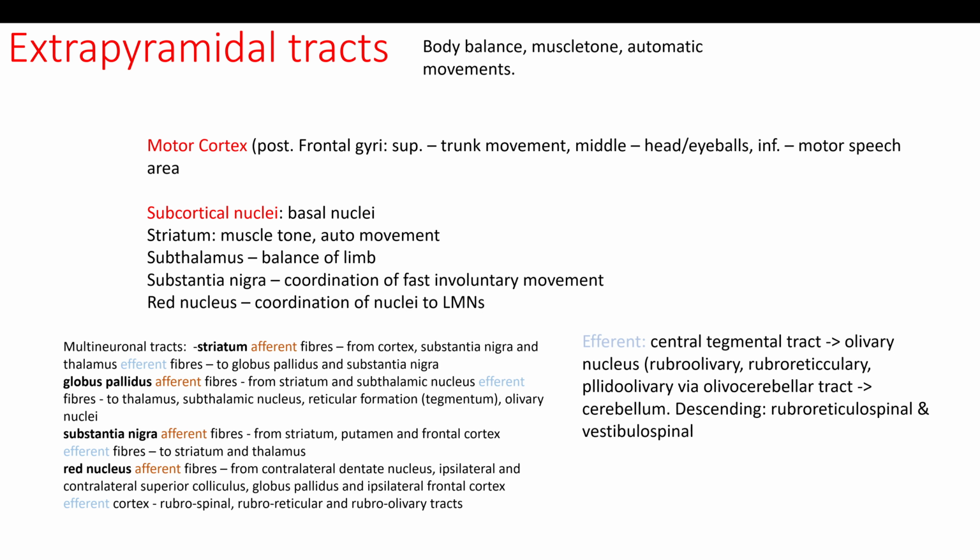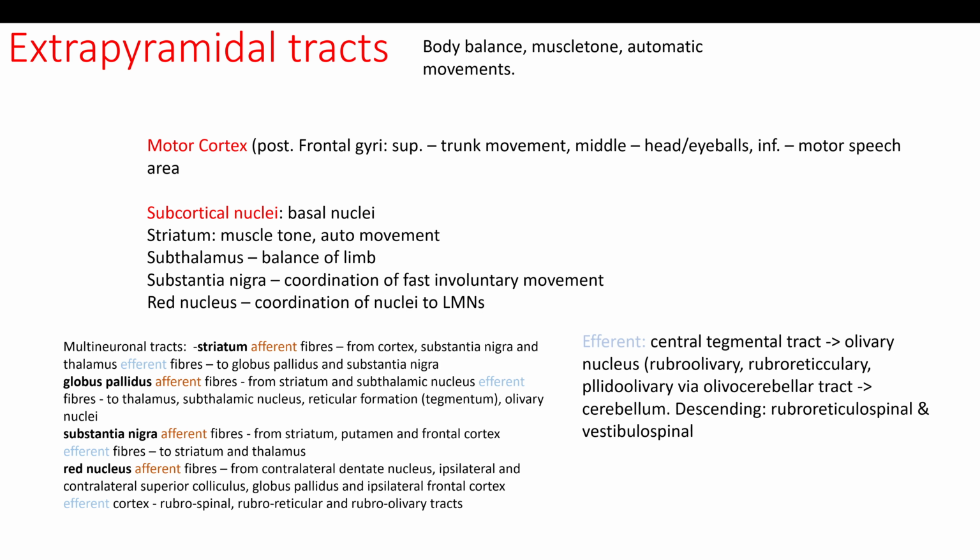There are the tracts of the extrapyramidal system, which are multi-neuronal pathways. The striatum has afferent fibers from cortex, substantia nigra and thalamus, and efferent fibers to globus pallidus and substantia nigra. Globus pallidus has afferent fibers from striatum and subthalamic nucleus, and efferent fibers to thalamus, subthalamic nucleus, reticular formation, and olivary nuclei. Substantia nigra has afferent fibers from striatum, putamen, and frontal cortex.